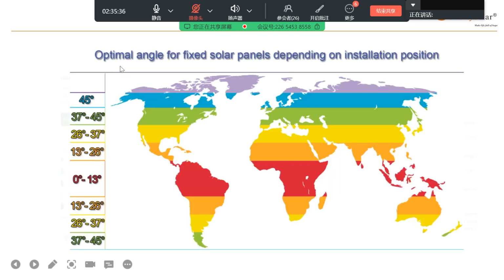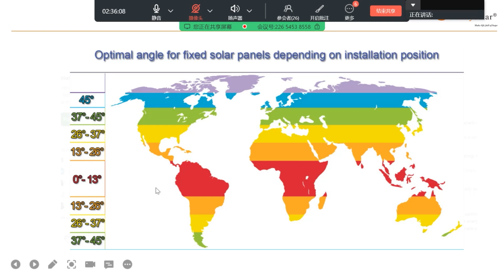And here is the optimal angle for fixed solar panels, depending on the installation position. This is the world map. It shows which country should choose which degree. Like here, this is Africa, right? So you can check where your country is, or other countries, and then select the corresponding degree.